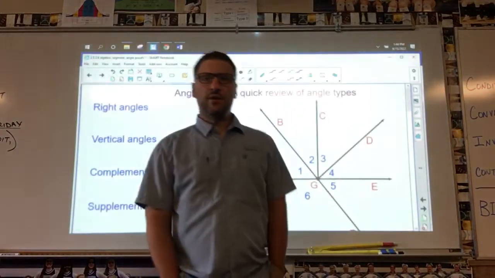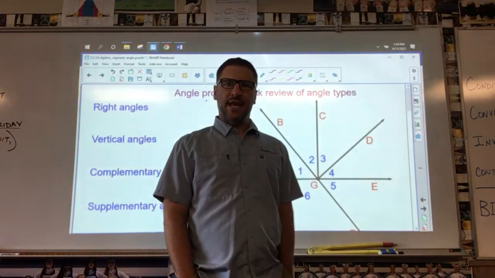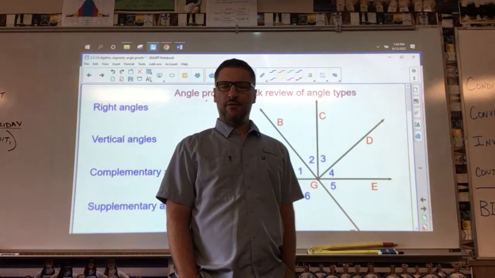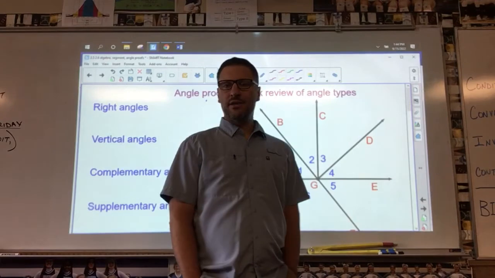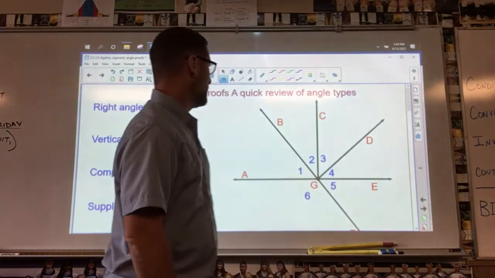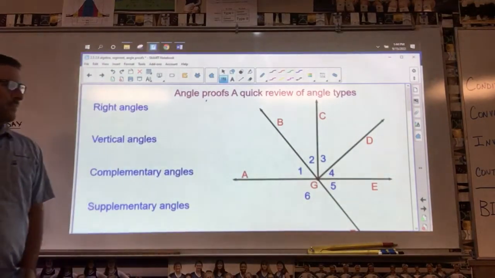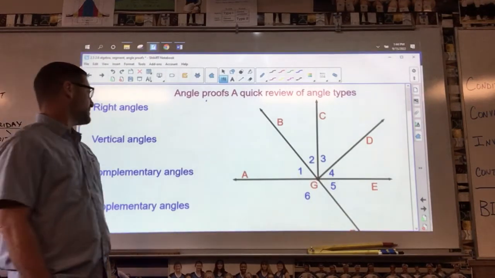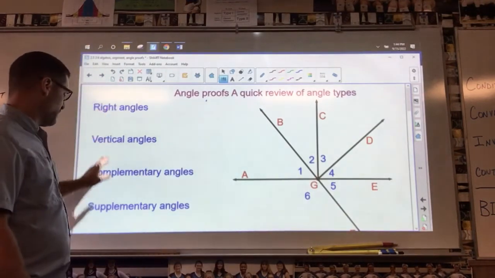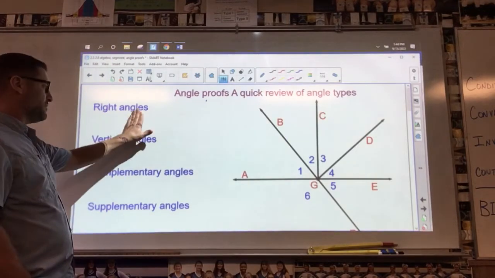Okay, this video is on angle types and angle proofs, part of the 2.5 work. You should take your stuff out, take notes with me, and we'll go through the lesson. So first of all, there is a big picture there, and it wants you to identify some different types of angles. So we have right, vertical, complementary, and supplementary, so I'm going to go ahead and do that.